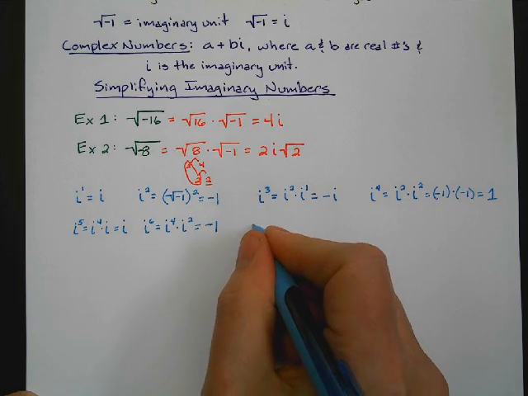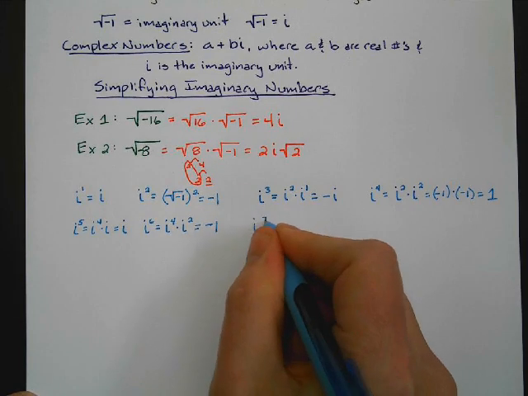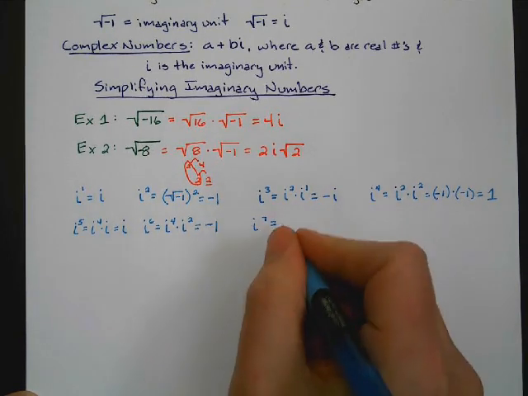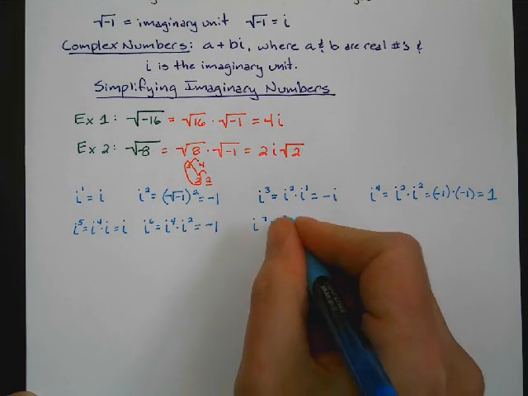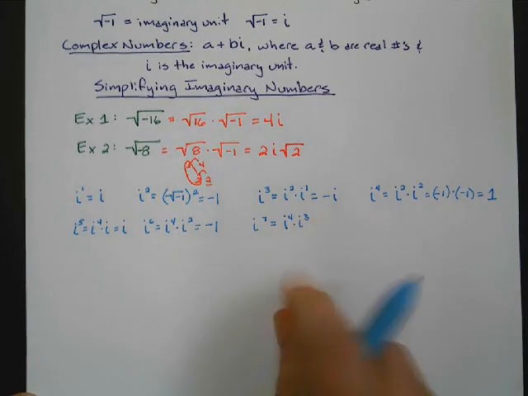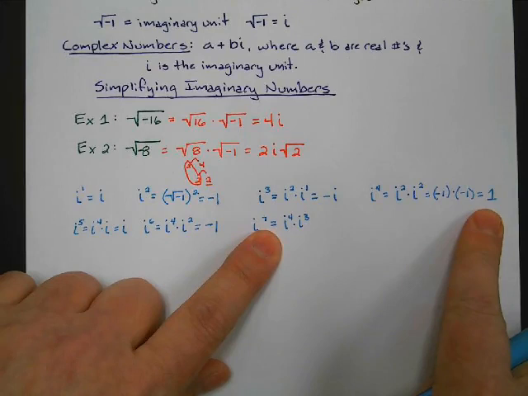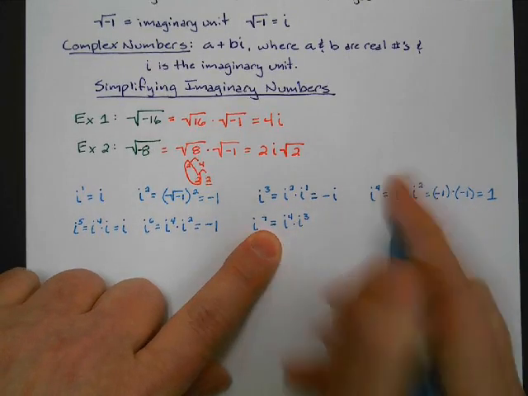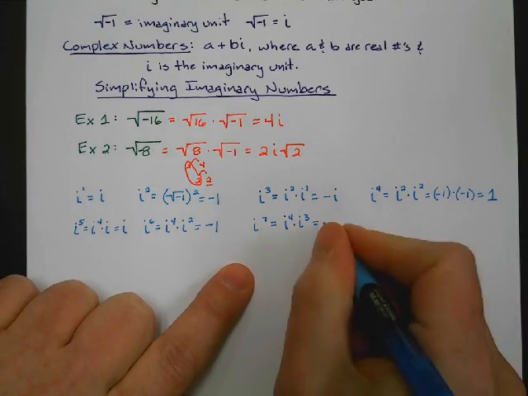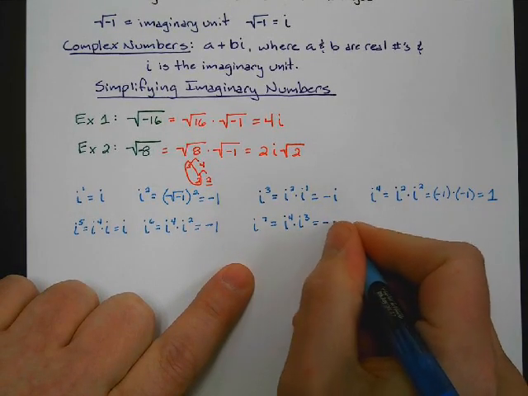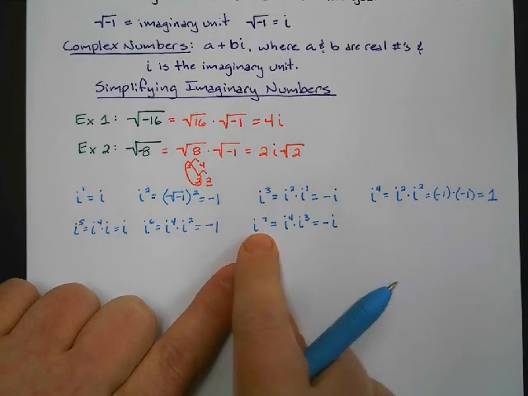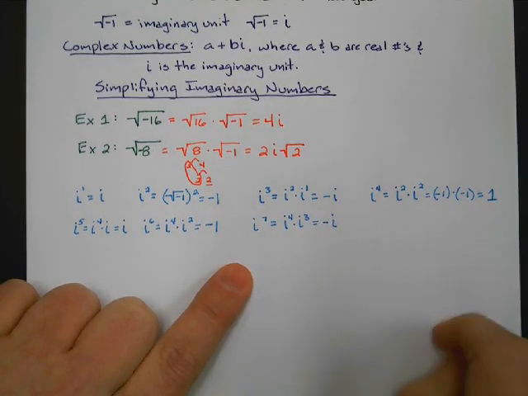i to the 7th. i to the 7th is i to the 4th times i to the 3rd. i to the 4th, we said was 1. i to the 3rd is negative i. 1 times negative i is just negative i. So i to the third and i to the seventh are both negative i.